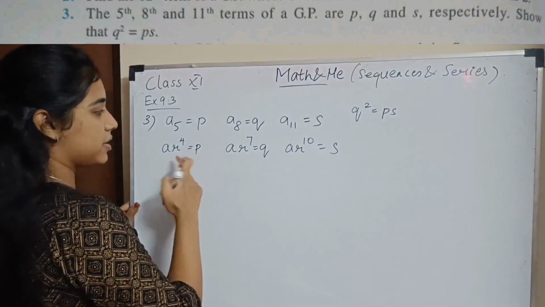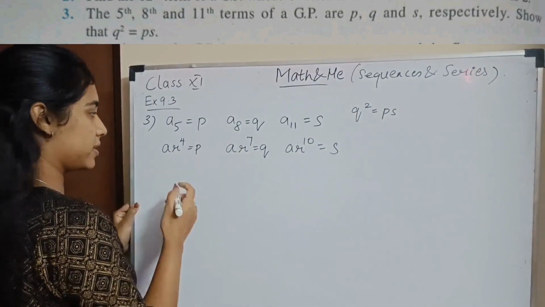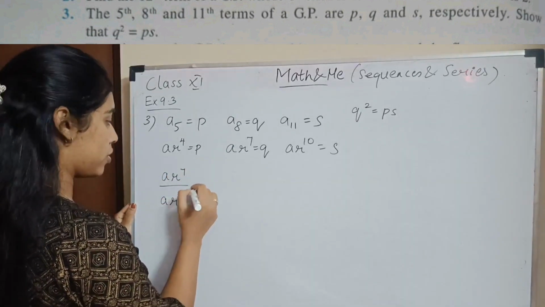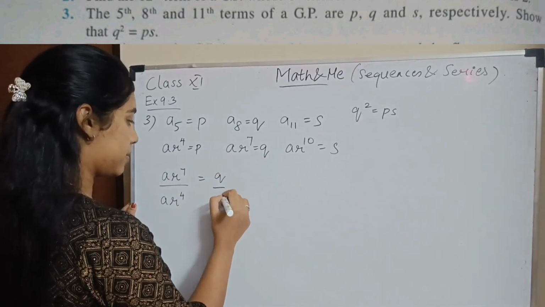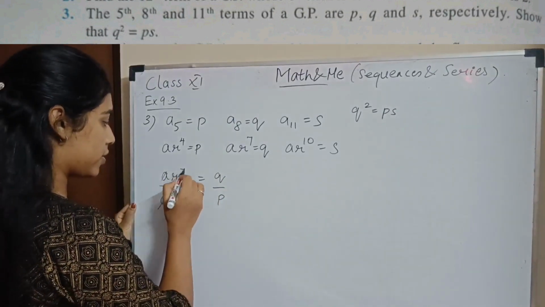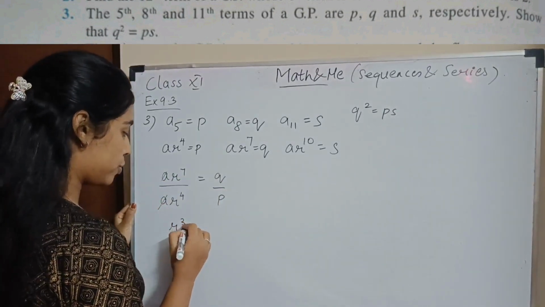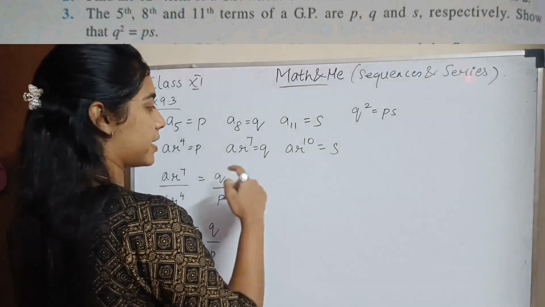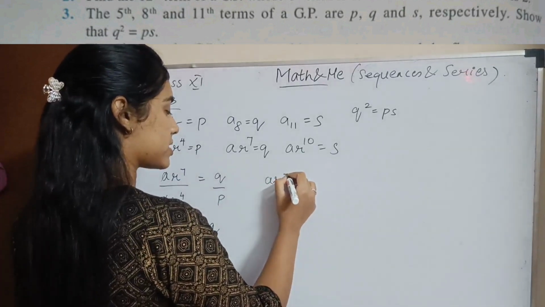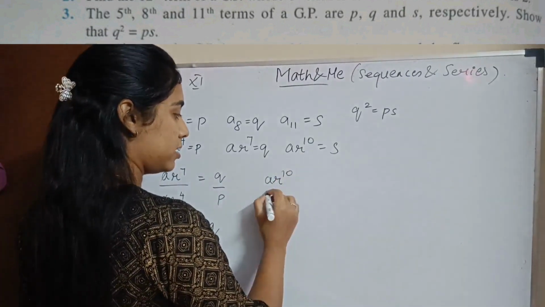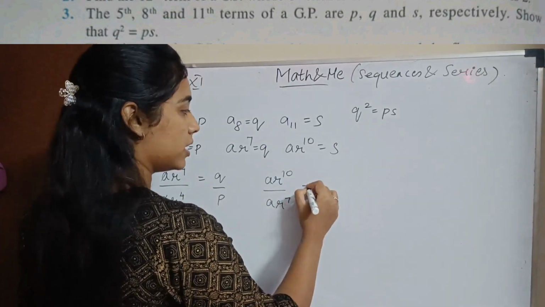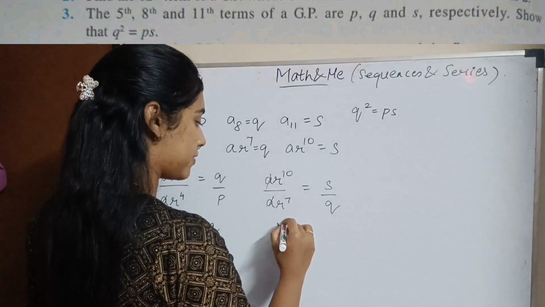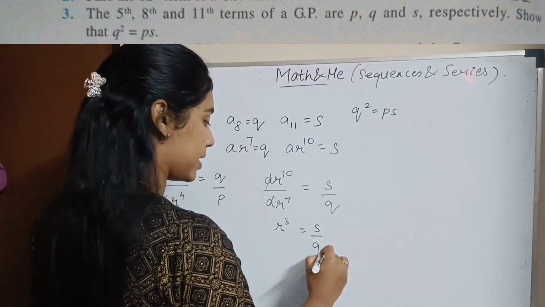So we'll try to divide. Okay, so this divided by this. What do I have? AR to the power 7 divided by AR to the power 4 equals q by p. Whenever this goes off, R to the 7 divided by R to the 4 is R cube equals q by p. That's it. Now, this divided by this. So what do I have? AR to the 10 divided by AR to the 7 equals s divided by q. So A and A get cancelled. I have R cube equals s divided by q.